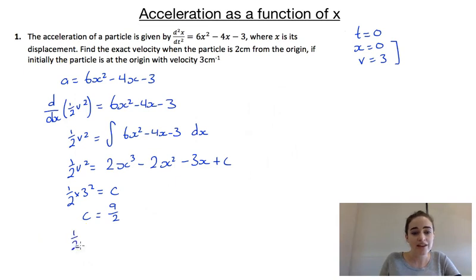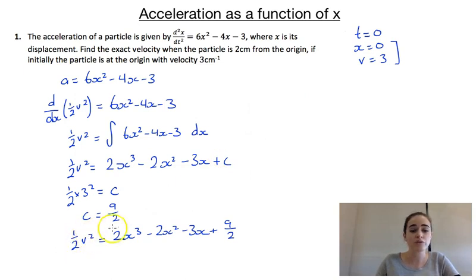So that gives us a half v squared is equal to 2x cubed minus 2x squared minus 3x plus 9 over 2. Now we want to rearrange this just to make v the subject on its own. So I'm going to start back up here, and the first thing I'm going to do is times everything by 2 to get rid of those fractions. So I'm going to have v squared is equal to 4x cubed minus 4x squared minus 6x plus 9, and then I'd have to take the square root.